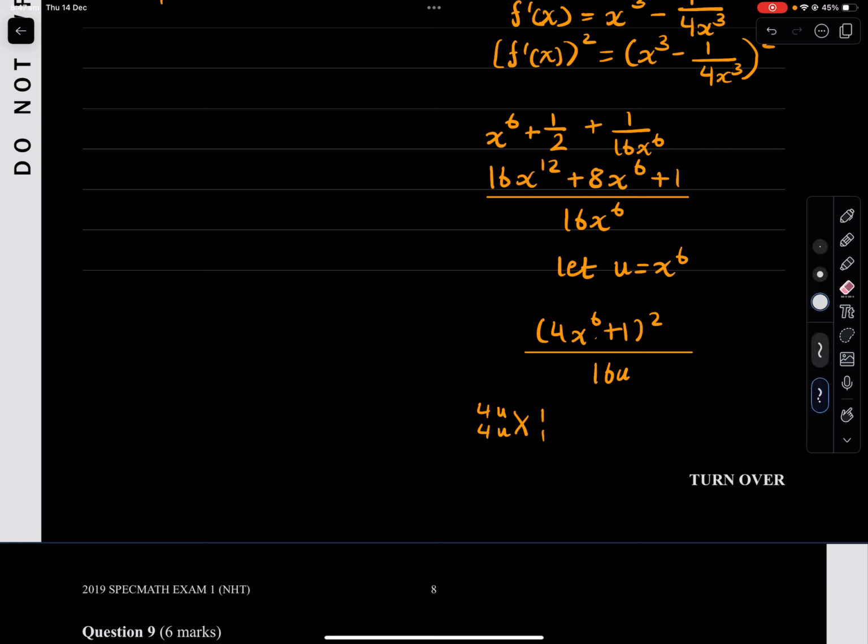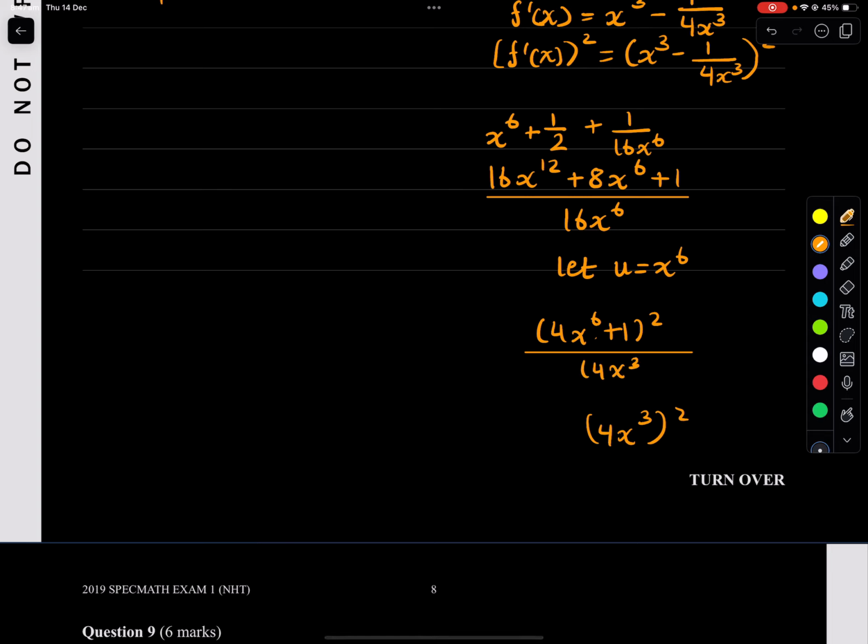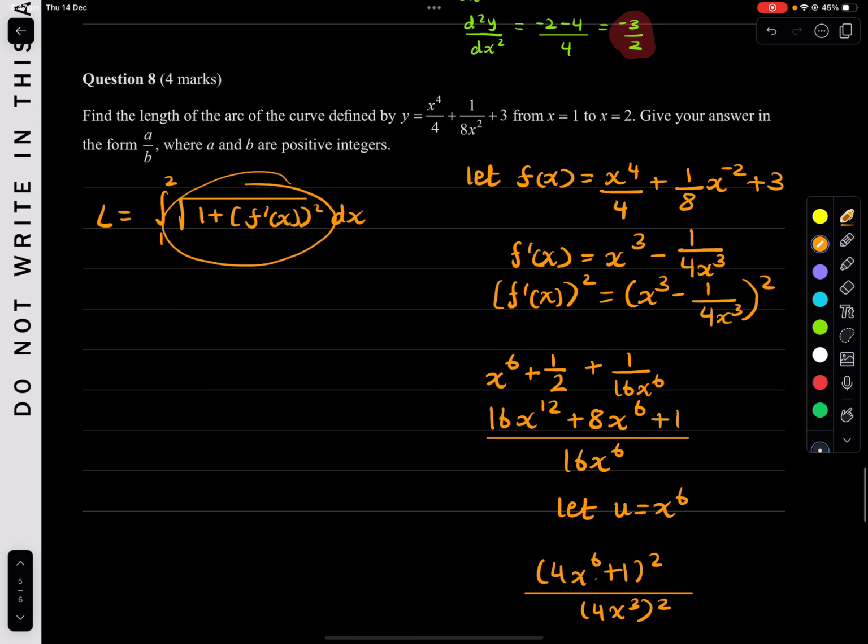That's it. Great. And here also, make sure you put that back, so x to the power of 6, which we can write as x to the power of 3 squared. Yes, so we can write that here. So 4x to the power of 3 all squared. So now this is a beautiful expression because remember we are taking the square root of the whole thing.